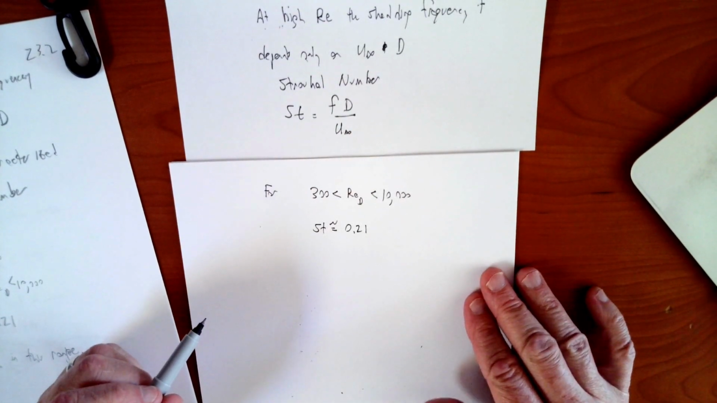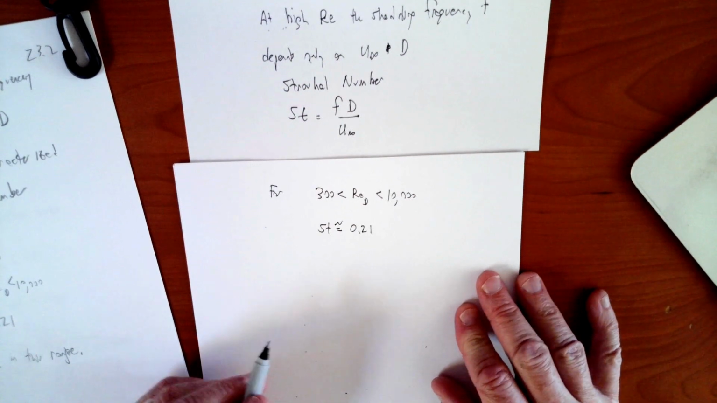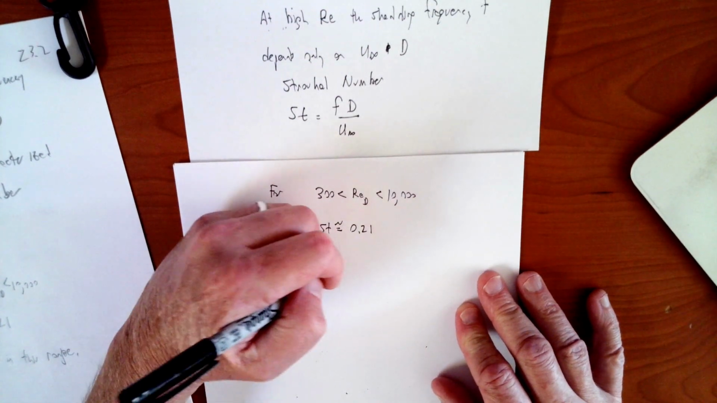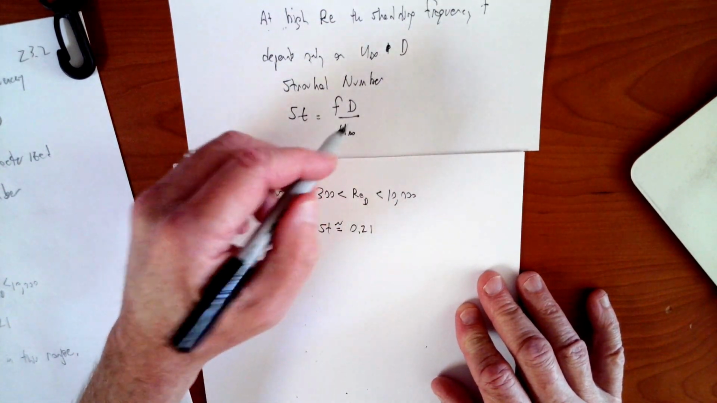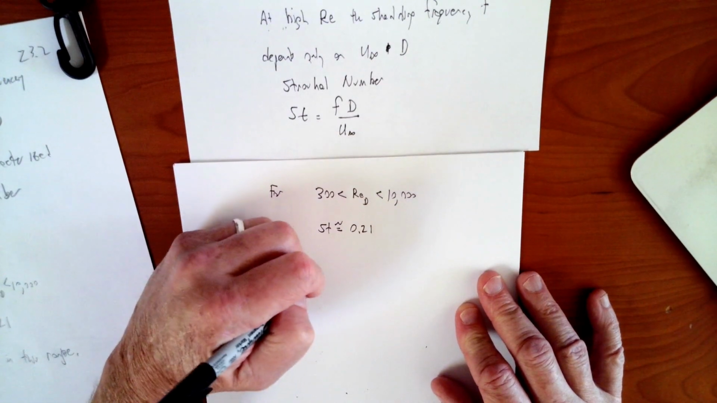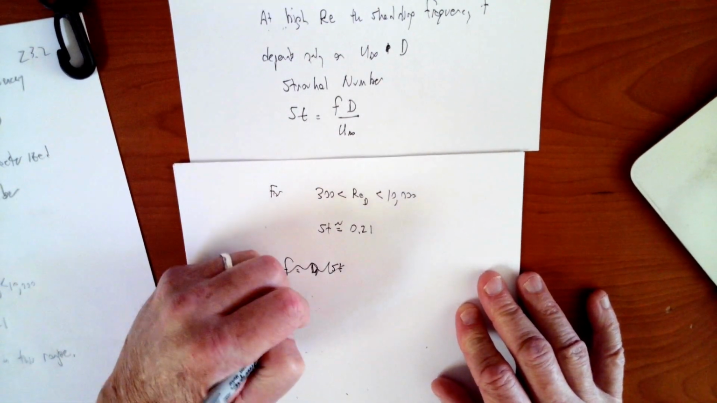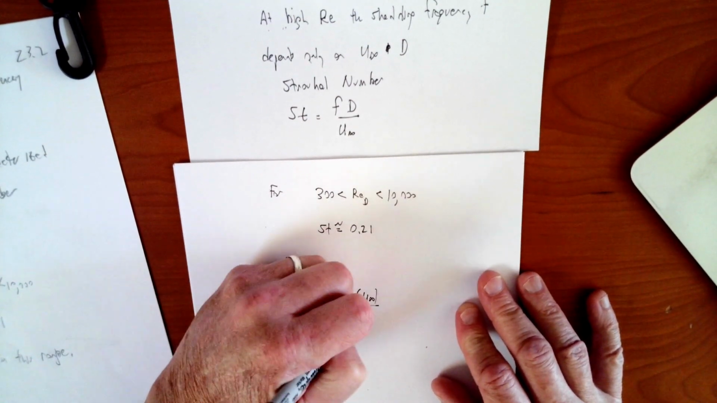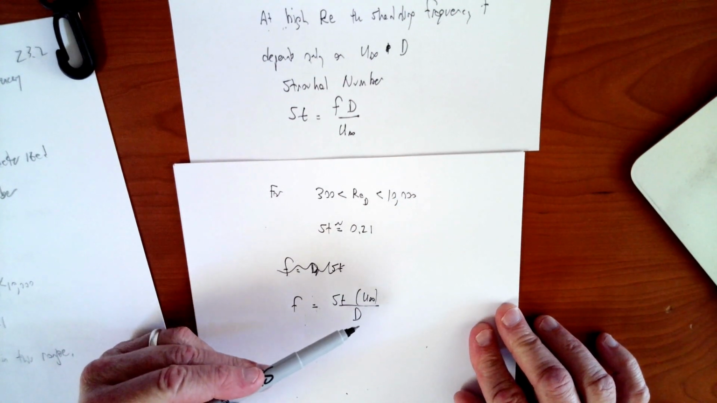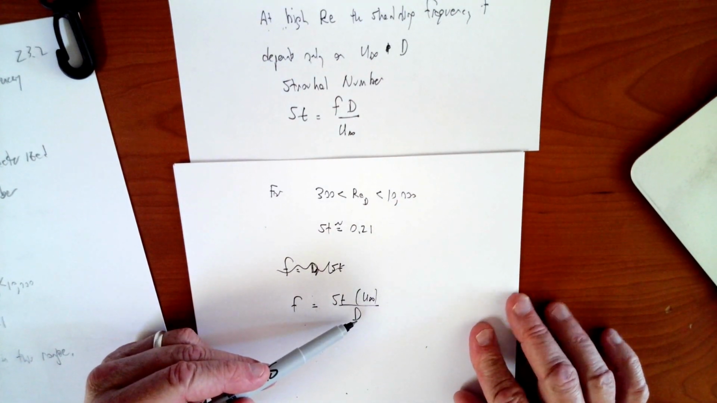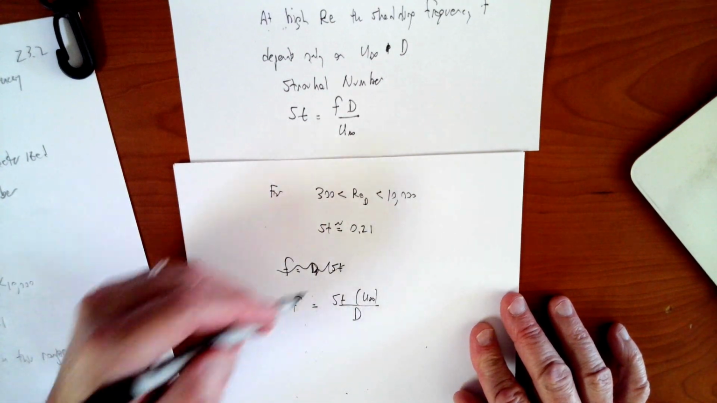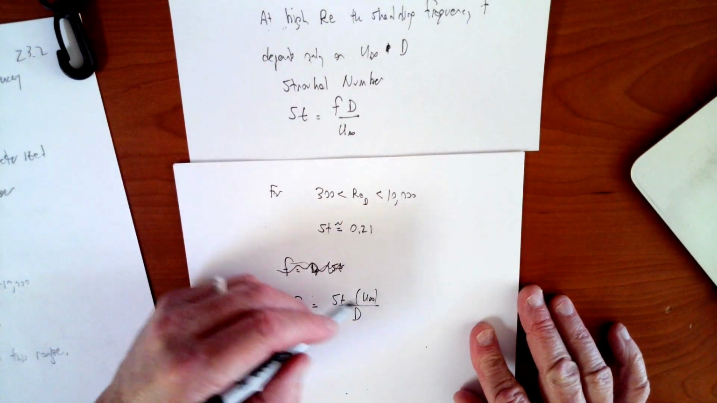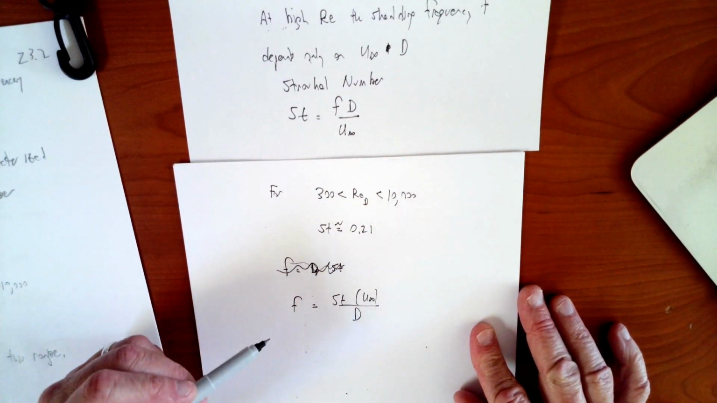So a very predictable vortex shedding frequency, because the frequency, of course, looking back at the definition of the Strouhal number, let's start all over. Frequency is equal to St times U infinity over D. So it's proportional to the velocity, and it's inversely proportional to the diameter of the object. And the Strouhal number is holding constant at about 0.21 over this large Reynolds number range. So it's basically going to increase in frequency as your velocity increases.